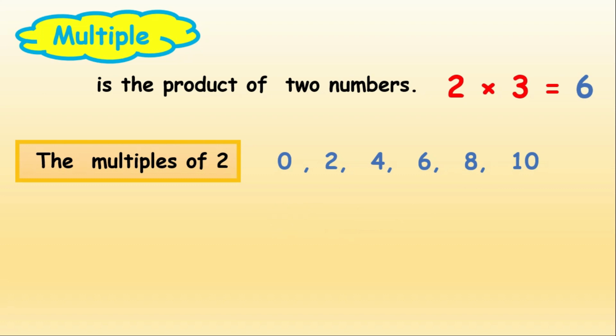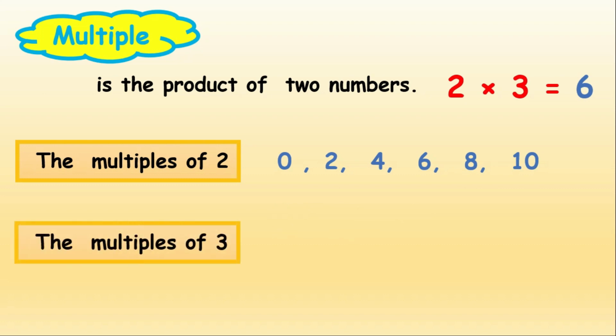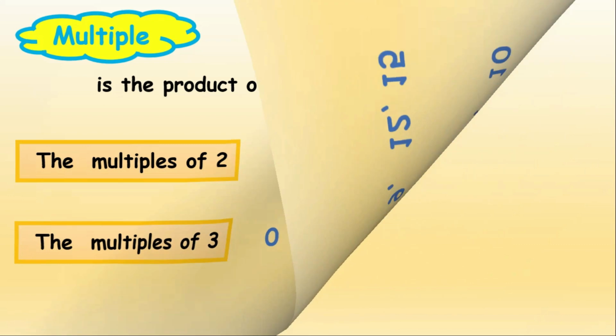Okay, another example, multiples of 3. If you multiply 3 by 0, we get 0. So 0 is a multiple of 3 and so on. 3 times 1 is 3, so 3 is a multiple of 3 and so on. 6, 9, 12, 15 and so on. Okay, that's the meaning of multiple.